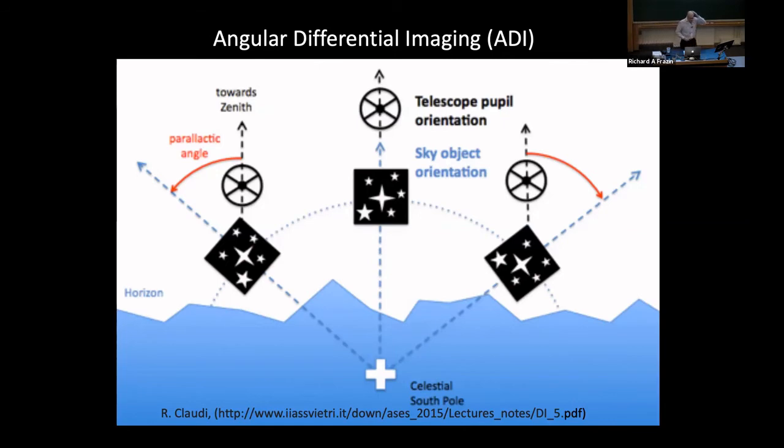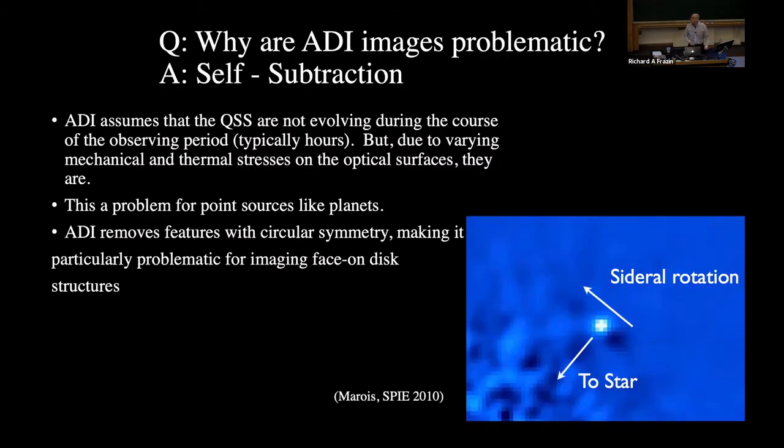And angular differential imaging leverages this fact to get rid of speckles. So the problem with angular differential imaging is self-subtraction. Here's an example: when you try to find a good image to subtract, you would often end up subtracting off part of the stuff you want. This is an early paper on ADI, and you can see shadows ahead and behind the putative planet that result from the ADI processing.